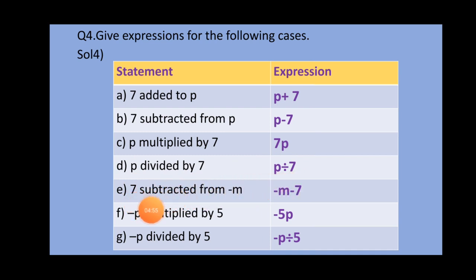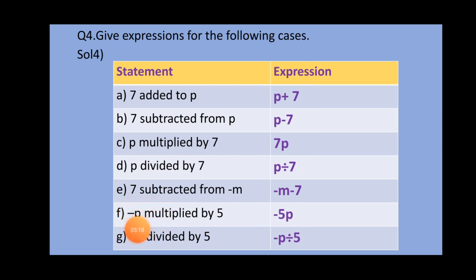Now 7 subtracted from minus m. So minus m we will write first. As such, whatever number or variable is present after the word from, that has to be written first during the subtraction. So that we have written first, and then the subtraction sign we have placed, and then we have written the number which was written before the word subtracted.